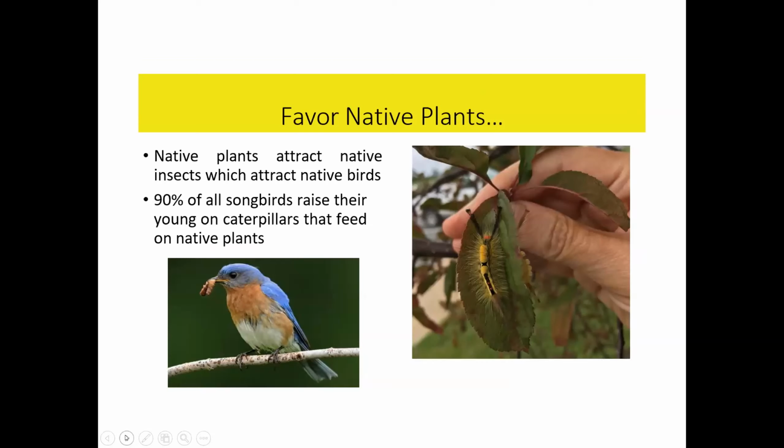90% of all songbirds raise their young on caterpillars that feed on native plants. Caterpillars are very specific as per what they eat, and we'll talk about this coming up in the next slide, I think, or shortly hereafter.